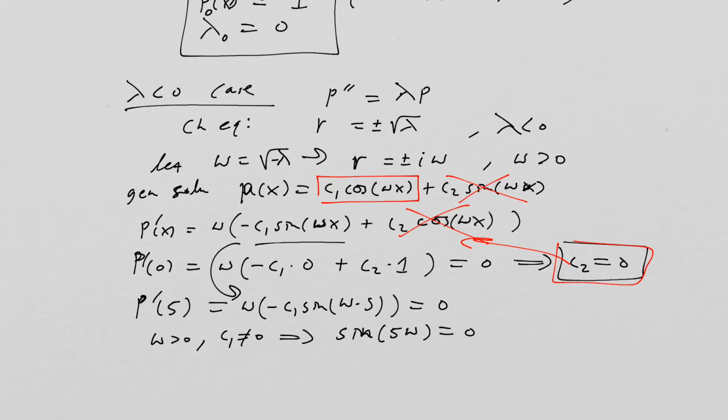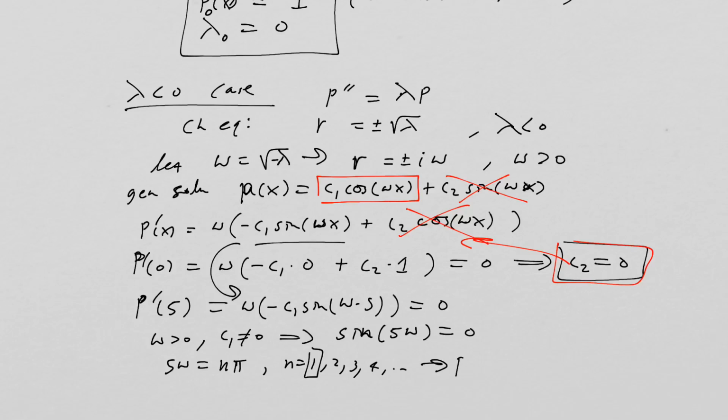Okay, this looks good. So of course that happens when 5 omega is equal to n pi, for n going from 1, 2, 3, 4, and up forever. What's really important is always start at the right point. That's the correct starting point.